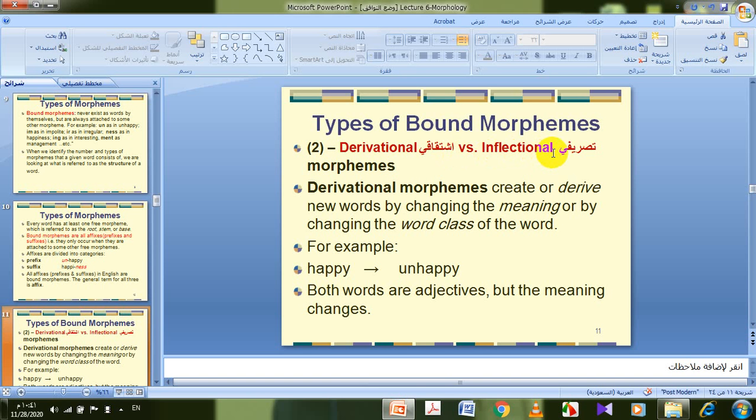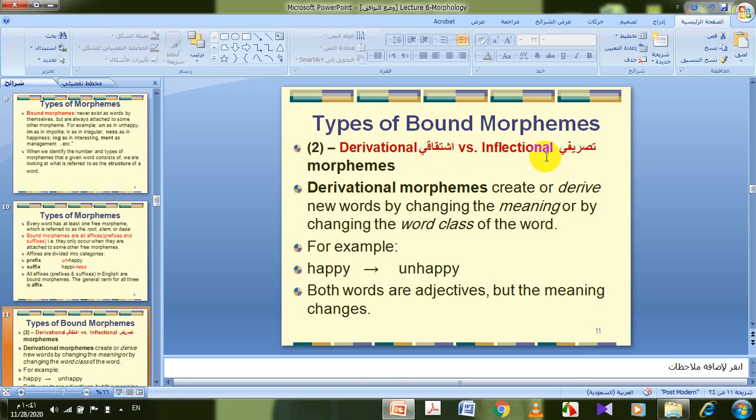Versus inflectional, تصريفي. Here, for example, happy, happily. This is derivational. Happy, happily. Mad, madness. Happy, unhappy. All these are derivational. So a word from which we can derive a new word, اشتقاقي, derivational.